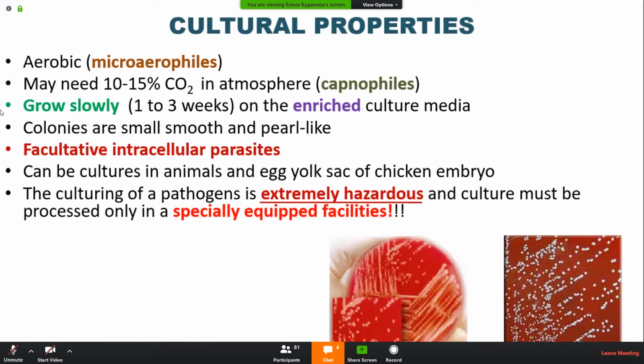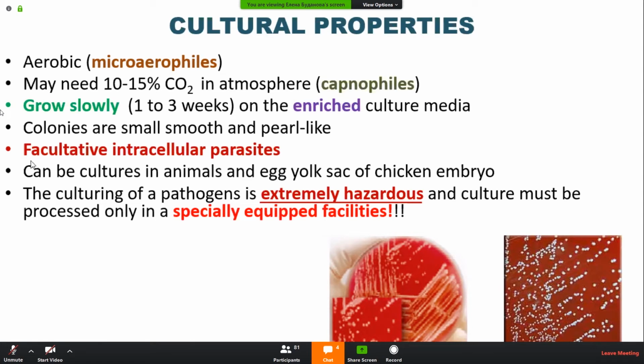They grow slowly, up to 3 weeks. And blood culture of a patient with suspected brucellosis must be kept in the incubator up to 1 month prior to detect the presence of bacteria. So they are slow growing bacteria, very fastidious, require specialized enriched media, and form very small smooth colonies with nothing specific in their appearance. They are described as pod-like sometimes.